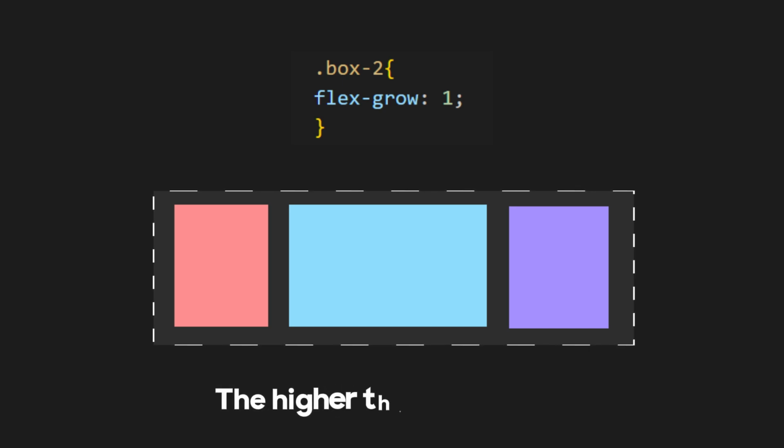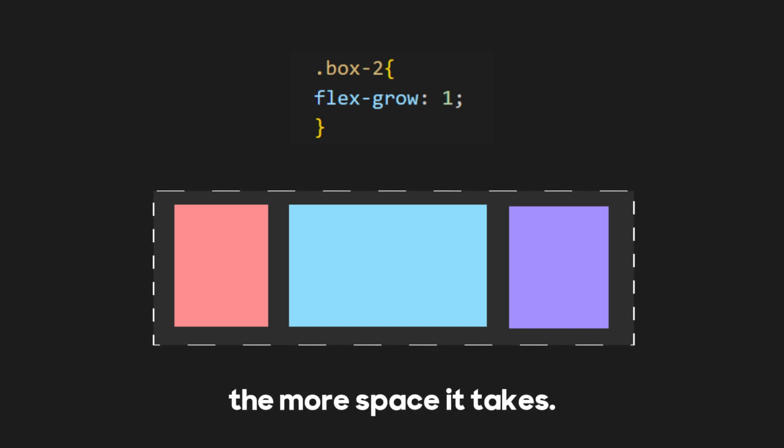The last 3 properties of Flex are Flex Grow, Flex Shrink, and Flex Basis. As the name suggests, Flex Grow allows your Flex item to expand to the remaining space. For example, you want the number 2 box to take the remaining space in the middle. Well, you can use Flex Grow 1. The higher the value of Flex Grow, the more space it takes.